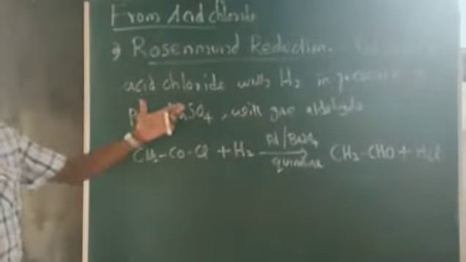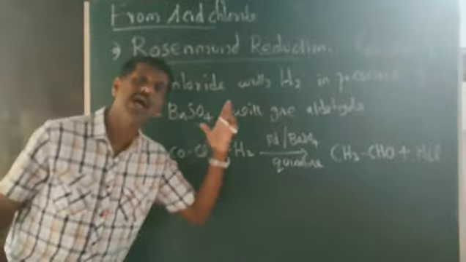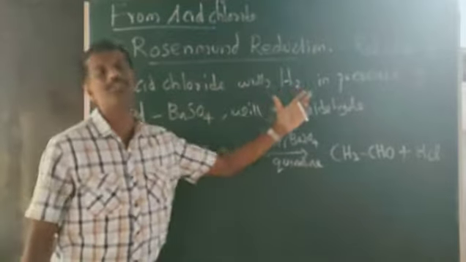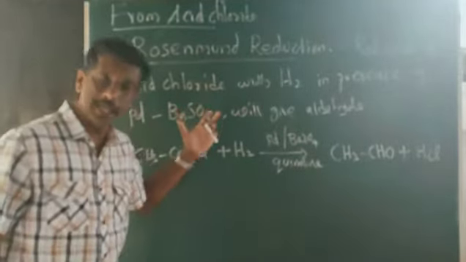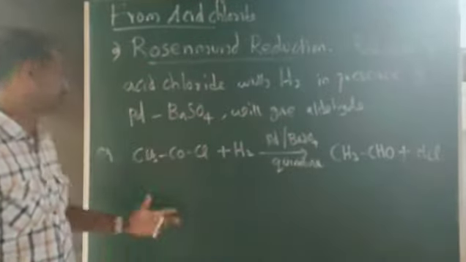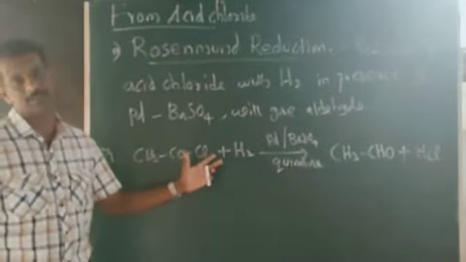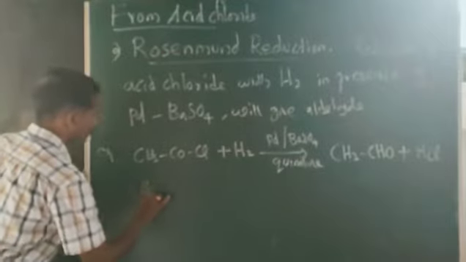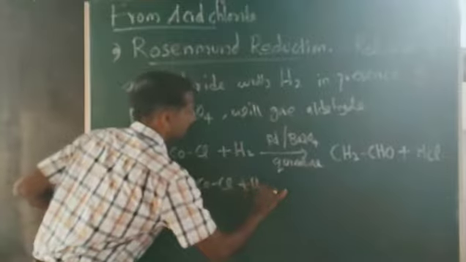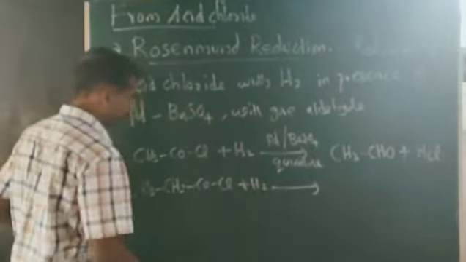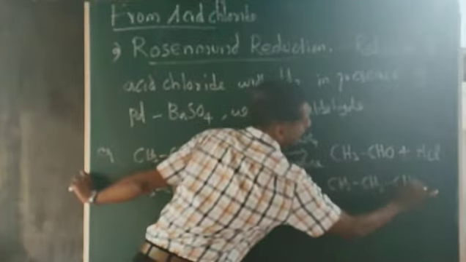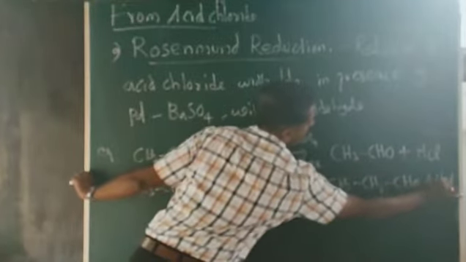This method is known as Rosenmund reduction. This is a method of preparation of aldehyde. Keep it in mind: the reduction of acid chloride with hydrogen in presence of palladium and barium sulfate will give aldehyde. Another example, CH3CH2COCl plus H2, same reaction condition, but we will get CH3CH2CHO plus HCl. Okay, clear?